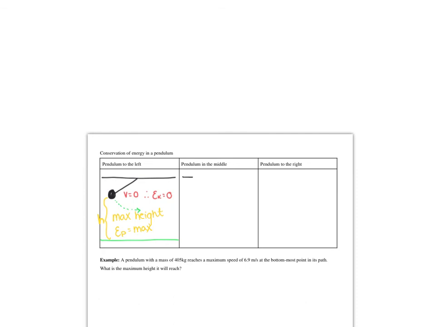And let's look at when the pendulum is in the middle. So it's now at a lesser height. So I'm going to call this height 1, and I'm going to call this height 2. So height 2 is less than height 1. It's not as high above the ground now. So it has the lowest amount of potential energy at this point, because remember, EP is equal to mgh. So it has the lowest amount. EP is its minimum amount throughout its swing now. It's at the lowest height.